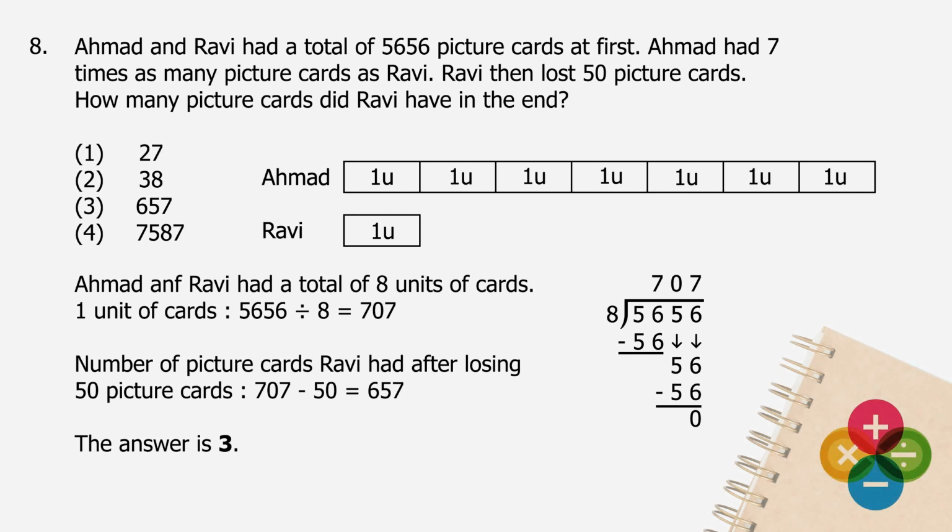Ahmad and Ravi had a total of 8 units of cards. 1 unit of cards will be, divide 5,656 by 8, and the quotient is 707. Number of picture cards Ravi had after losing 50 picture cards will be, subtract 50 from 707, and the difference is 657. The answer is 3.